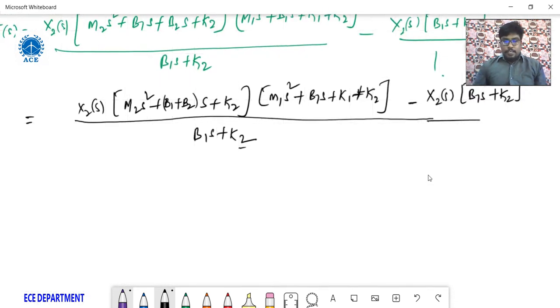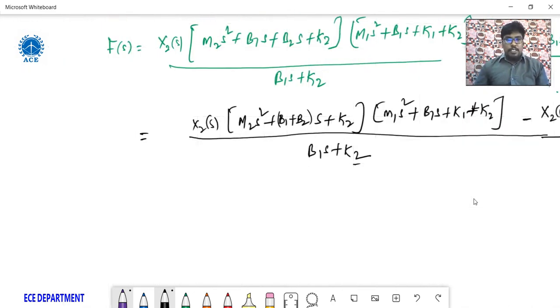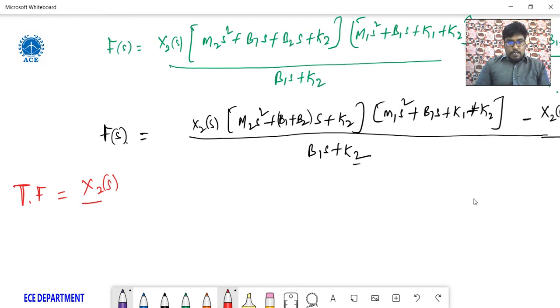Now, therefore, the overall transfer function. What is this value? This is the f of s value. So what is the transfer function? Transfer function is given by x2 of s, output, divided by the input applied. So we need to consider this as output and the force as input.